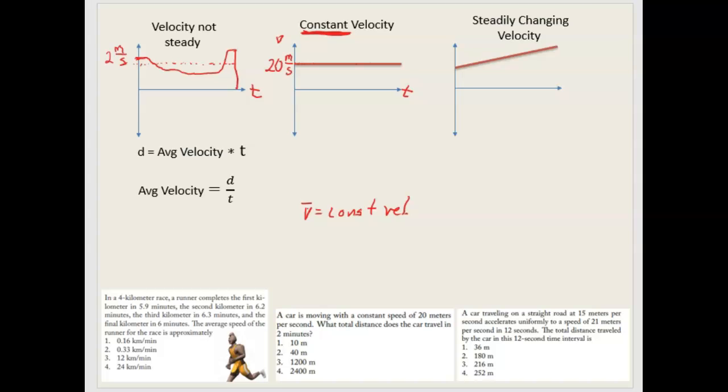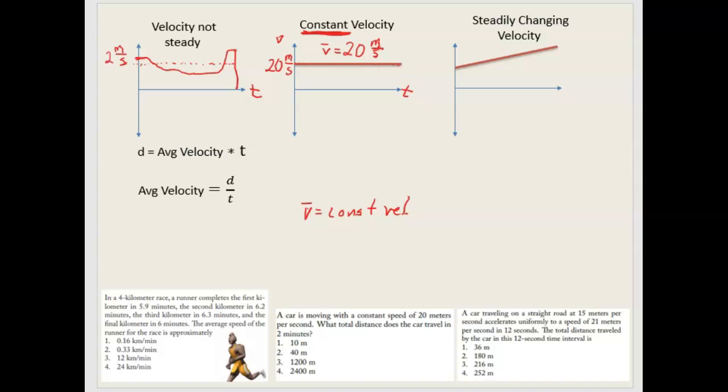Well, if I'm always traveling at 20 meters per second and that doesn't change at all, my average velocity is also 20 meters per second. So just make that connection. If I'm traveling at a constant speed or constant velocity, my average speed or average velocity will be the same as that constant speed or constant velocity.